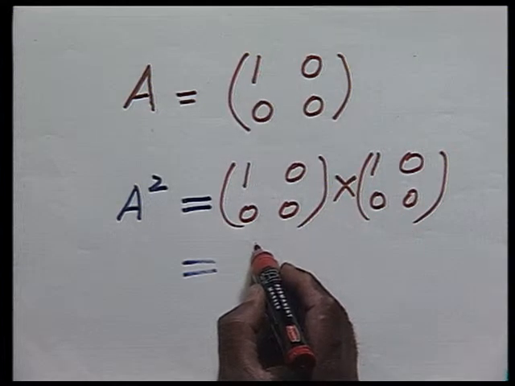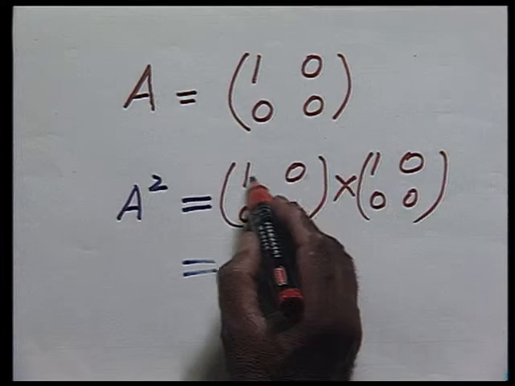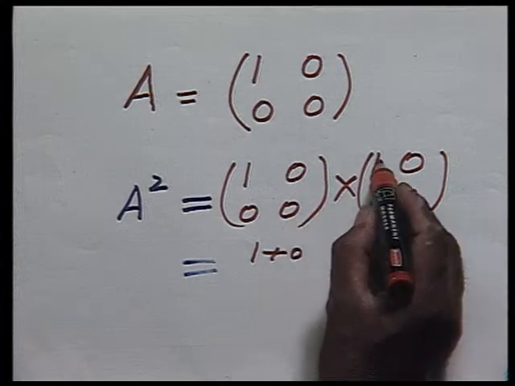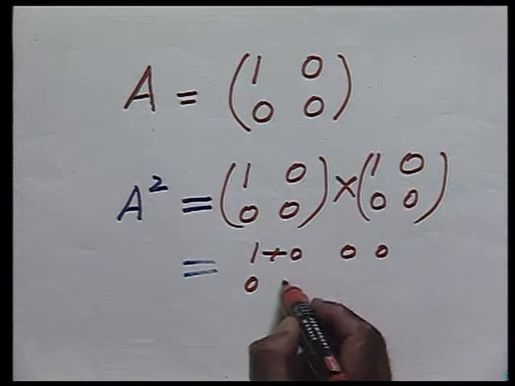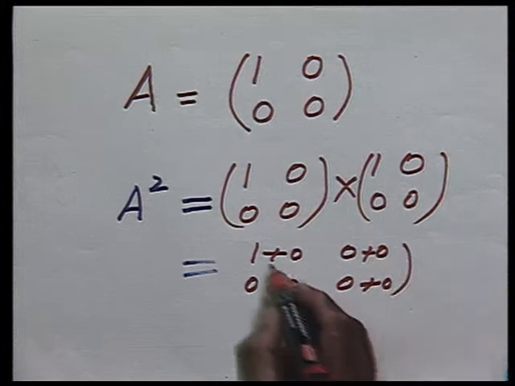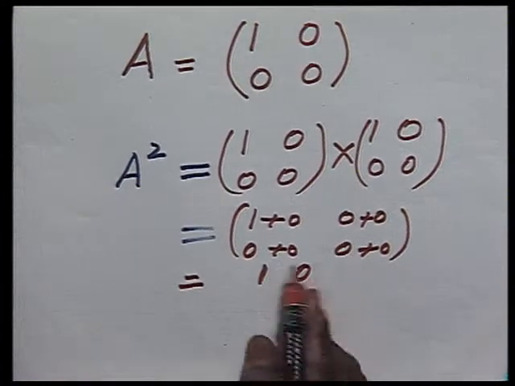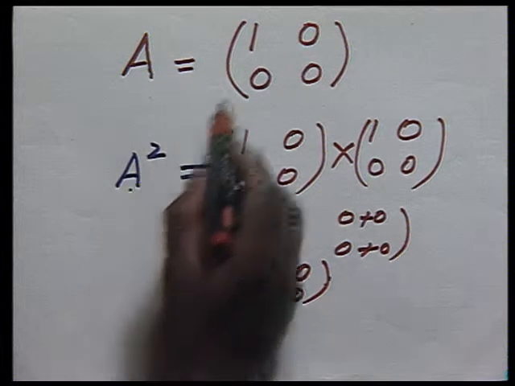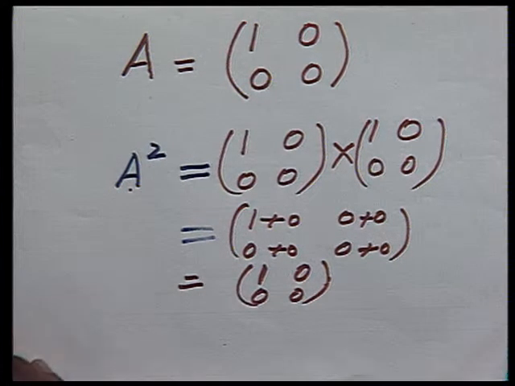Multiplying this and this is 0, 1 here, this is 0 here, then multiplying this is 0, this is 0, this one multiplying with this, you get this 0, and this is 0, this one with this is 0 plus 0. The matrix that you are getting is 1 0 and 0 0. Compare this matrix A square with A. A is 1 0 0 0, A square is 1 0 0 0.